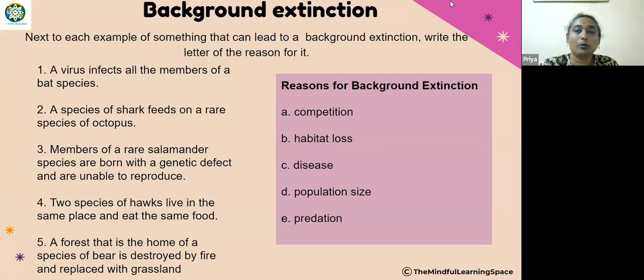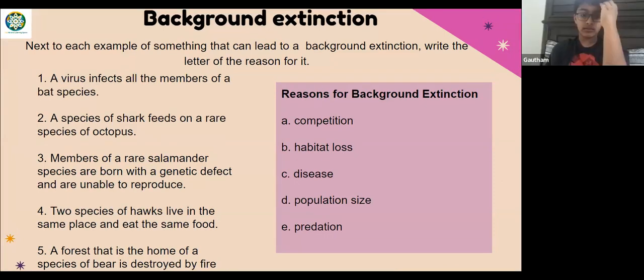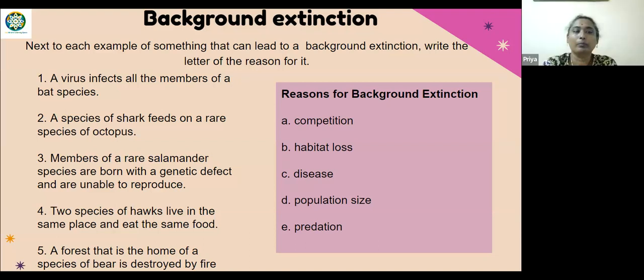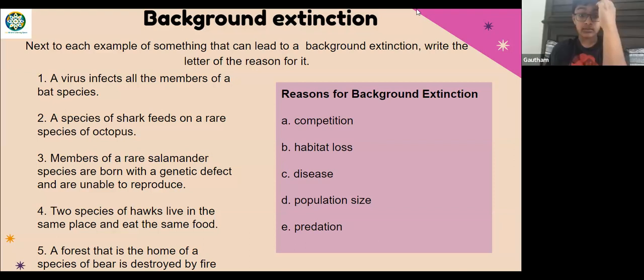Now, this is all about background extinction. You can see so many reasons, and you can also see some examples of it. I want you to match the examples to the reasons. You can put next to the numbers A, B, C, D, E. That's fine. Can you annotate?